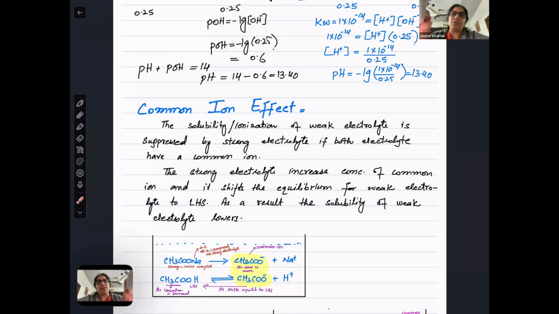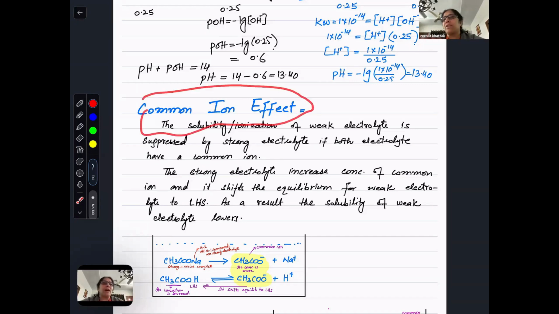What is common ion effect? Common ion effect is the topic that is needed almost in every equilibrium concept. If you want to study all these in detail, you must know what common ion effect is. And secondly, you must know that as long as the temperature is the same, the equilibrium constants are the same. The equilibrium constants are not affected by concentration. They're affected only by temperature. So we will relate all these things in the next lectures. But right now, what is common ion effect?